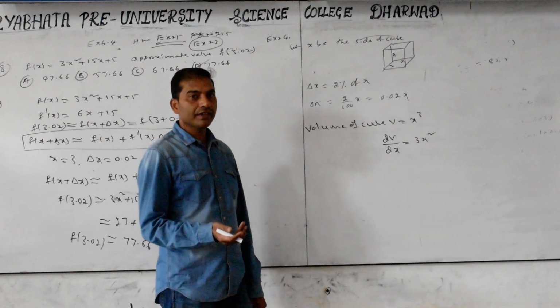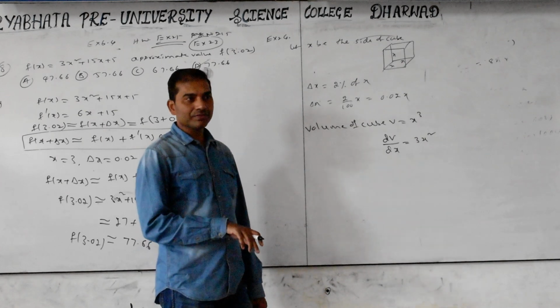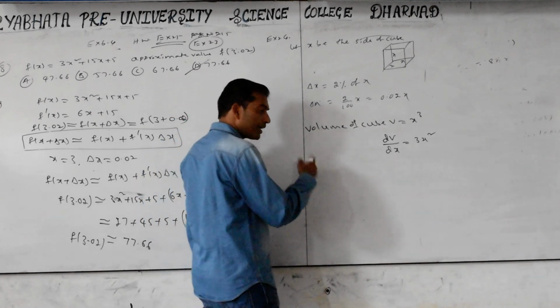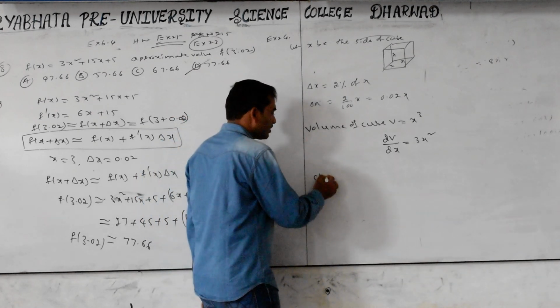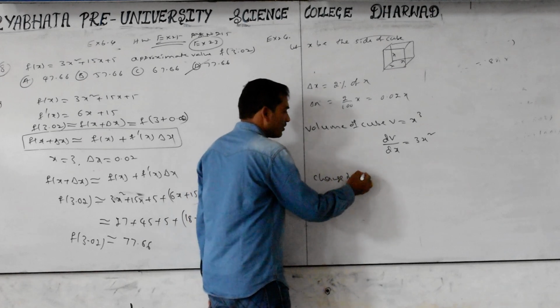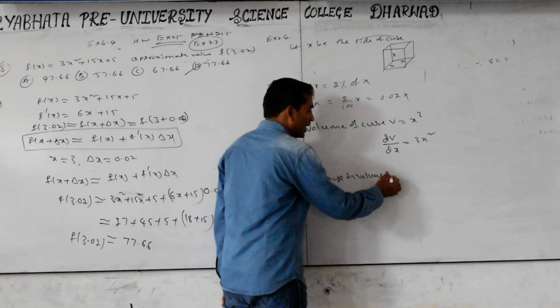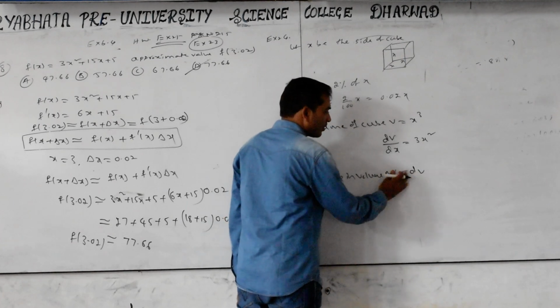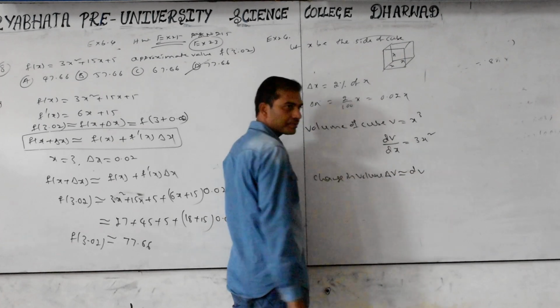What are we going to find? Change in value, not differential value. Error in value. Tell me the change in value. The formula is delta V. Delta V and dV are not equal, only approximately.